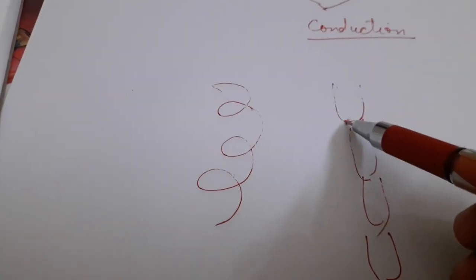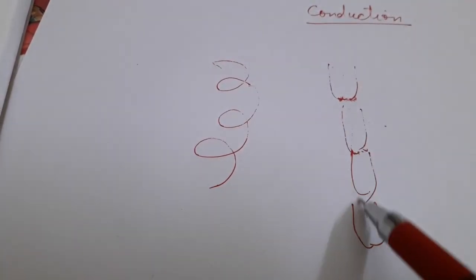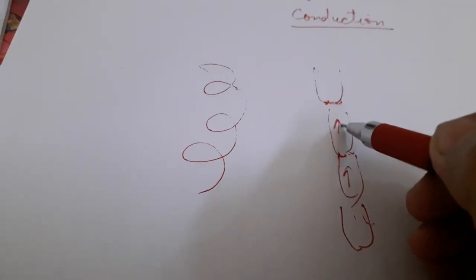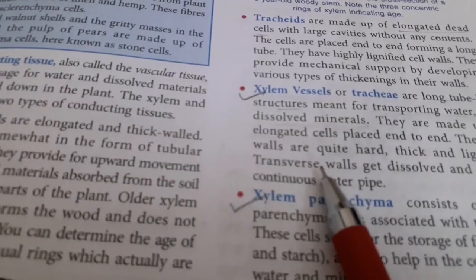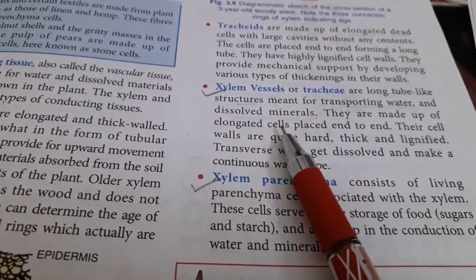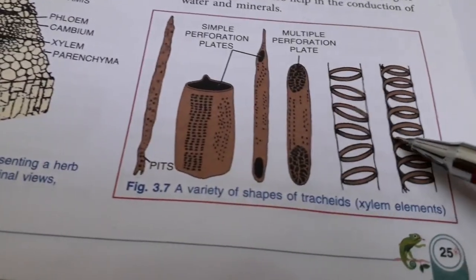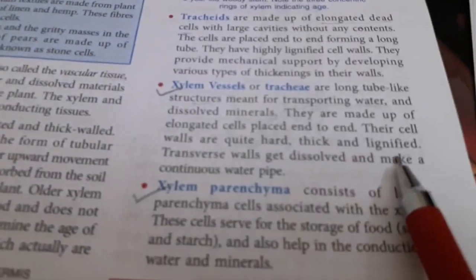So as a result, it becomes porous, and it seems as if a whole elongated conducting pipe is present inside the whole plant, which helps in continuous upward movement of water. Okay, and these are made up of elongated cells and they are basically meant for transporting water and dissolved minerals, and they are attached end to end. So you can see the figure here. Their walls are quite hard, thick and lignified.